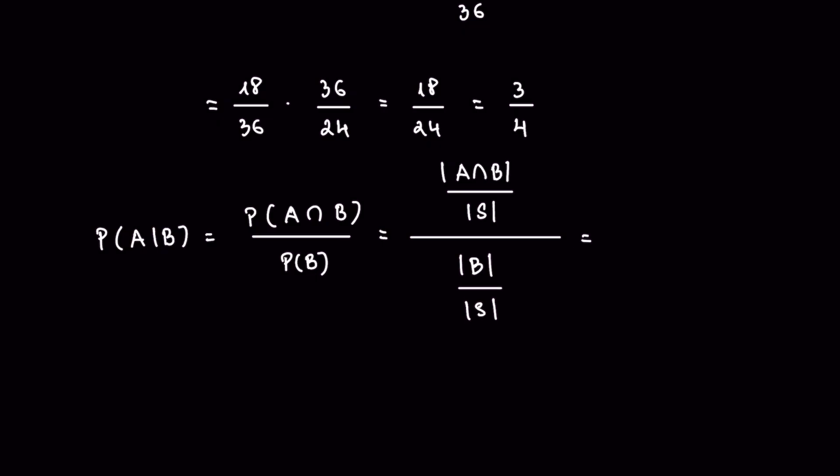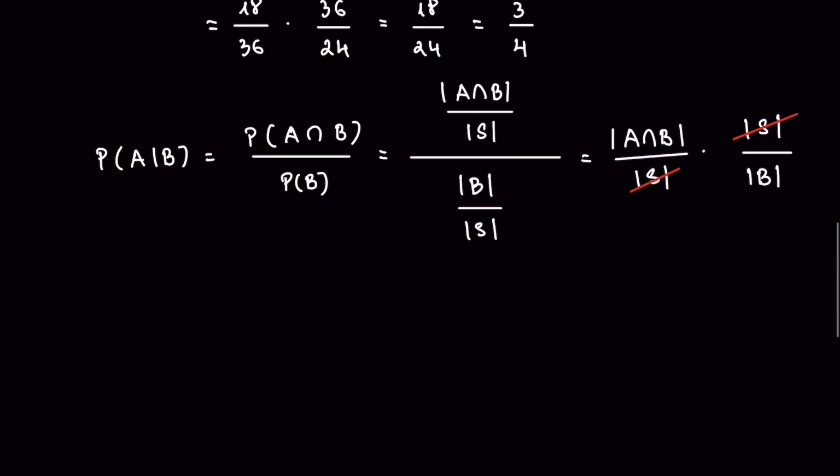And you see that when you divide a fraction, you can multiply by the reciprocal, and you get the cardinality of A and B over S times the cardinality of S divided by the cardinality of B. And you can cancel out the cardinality of S and arrive at an alternative formula for the probability of A given B. That is going to be the cardinality of A and B divided by the cardinality of B.